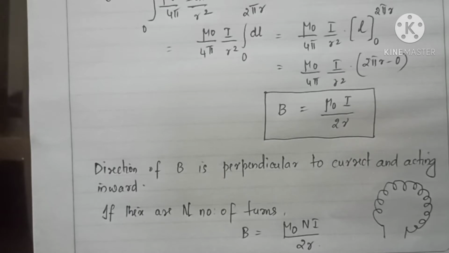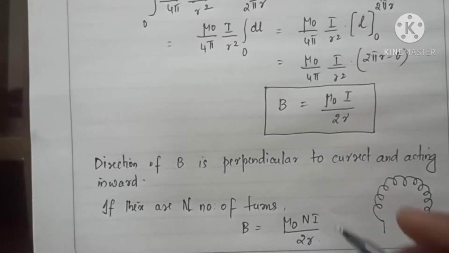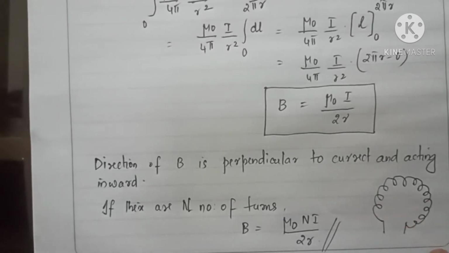Okay, if there are N number of turns, depending upon the number of turns, the current will also increase. So the number of turns into current will be the factor. So mu 0 N I by 2R. This is the expression for the magnetic field at the center of a circular coil carrying current.